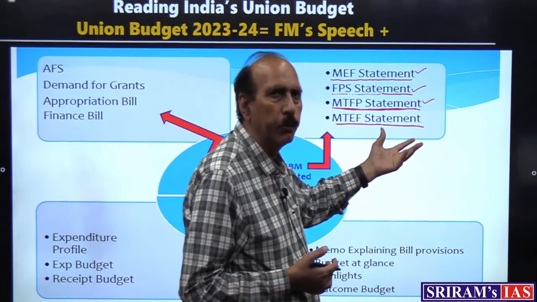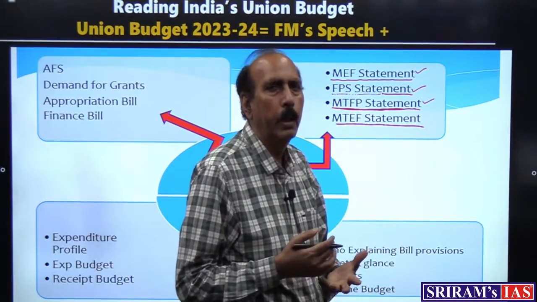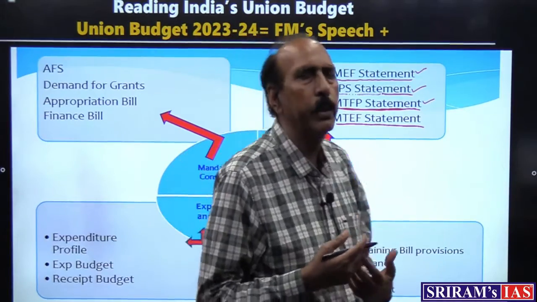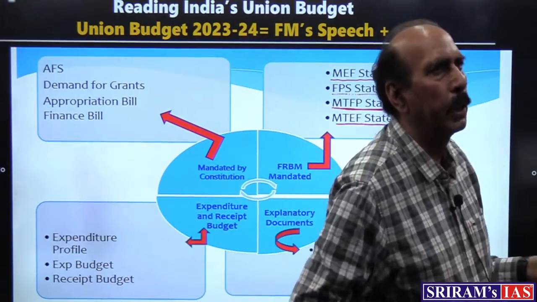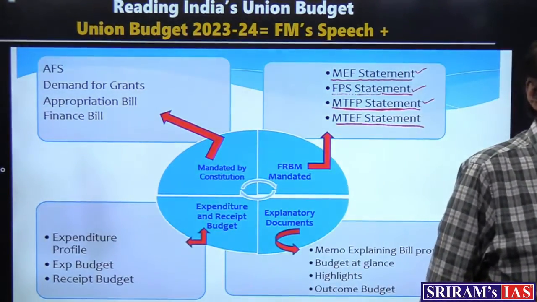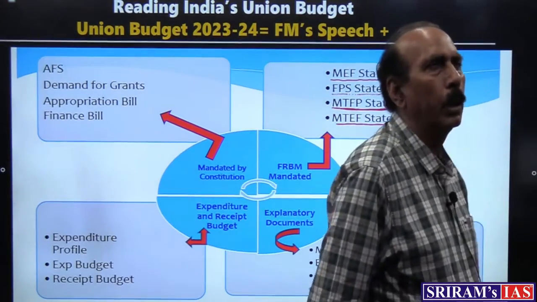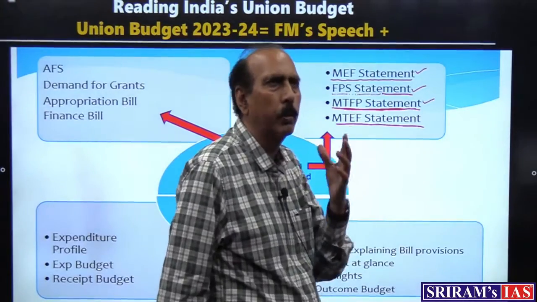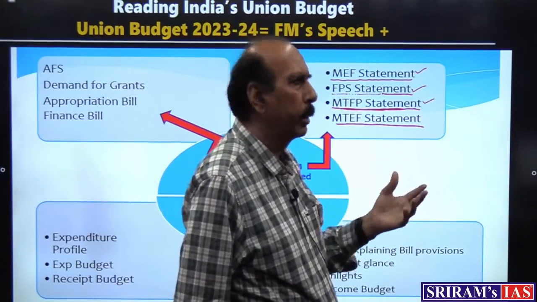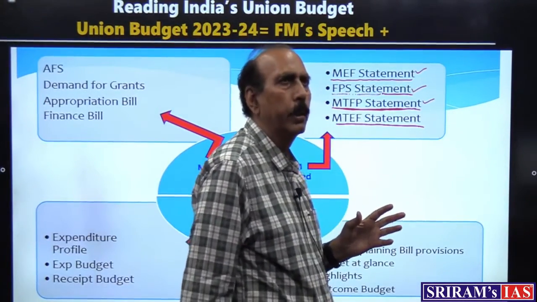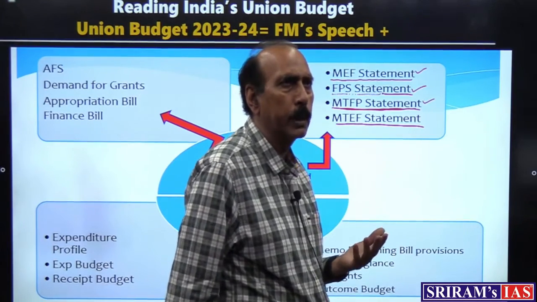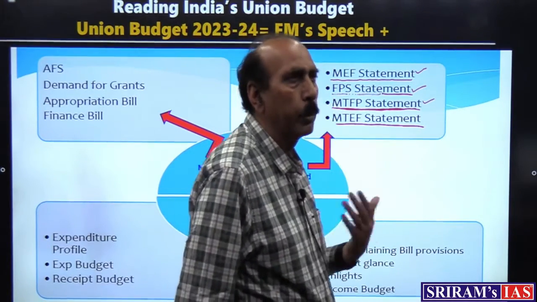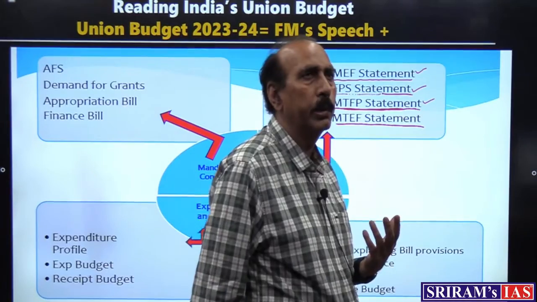And therefore, these 4 documents are really very, very important and are prescribed by the FRBM. One should read them. It's a very, very small document, a 10 to 12 page statement. So if you are preparing for the CSE examination, particularly for prelims or mains, one has to go through these statements.